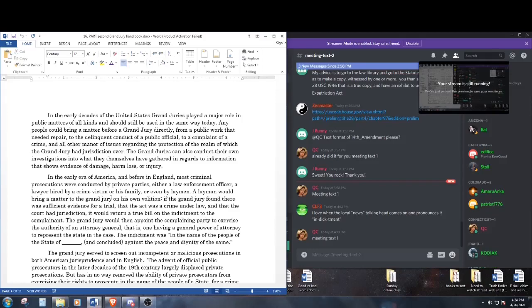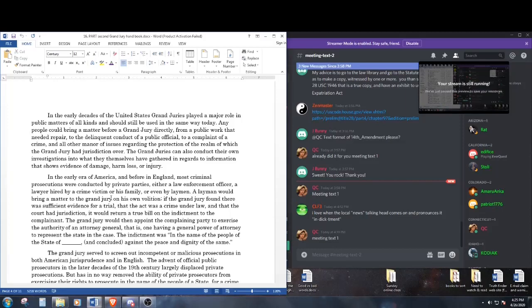In the early era of America and before that in England, most criminal prosecutions were conducted by private parties. Either a law enforcement officer or a lawyer hired by a crime victim or his family, or even a layman. A layman would bring a matter to the grand jury of his own volition. If the grand jury found there was sufficient evidence for trial, that the act was a crime under the law, and that the court had jurisdiction, it would return a true bill on the indictment to the complainant. The grand jury would then appoint the complaining party to exercise the authority of an attorney general. That is, one having a general power of attorney to represent the state in the case.